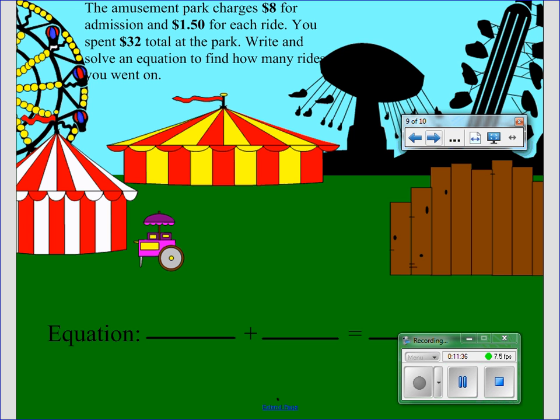Okay, this is a little dark, but on our next one, we have the amusement park. Charge is $8 for admission and $1.50 for each ride. You spent $30 at the park. Write and solve an equation to find out how many rides you went on. Again, you're going to have a total amount, a constant term, and then a coefficient. I'm going to pause it and come back and give you the answer.